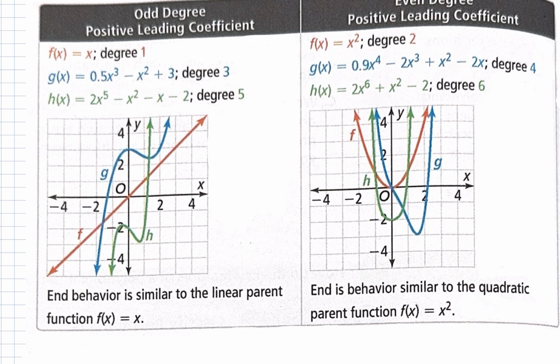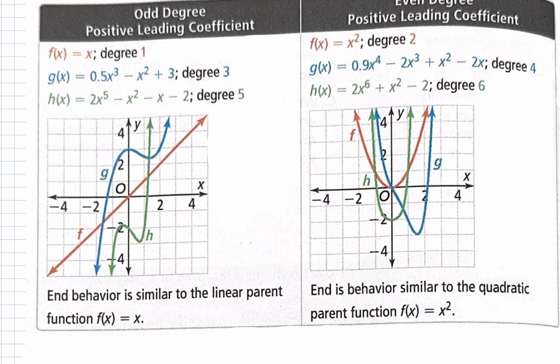Now let's take a look at the second set. Here we have functions that are in even degrees: x to the second power, x to the fourth power, x to the sixth power, and the leading coefficient is positive. So here we have an implied 1, 0.9, and 2. Notice that in all three cases, no matter what happens in between, the ends basically go all the way up to the right, and here it goes up and to the left.